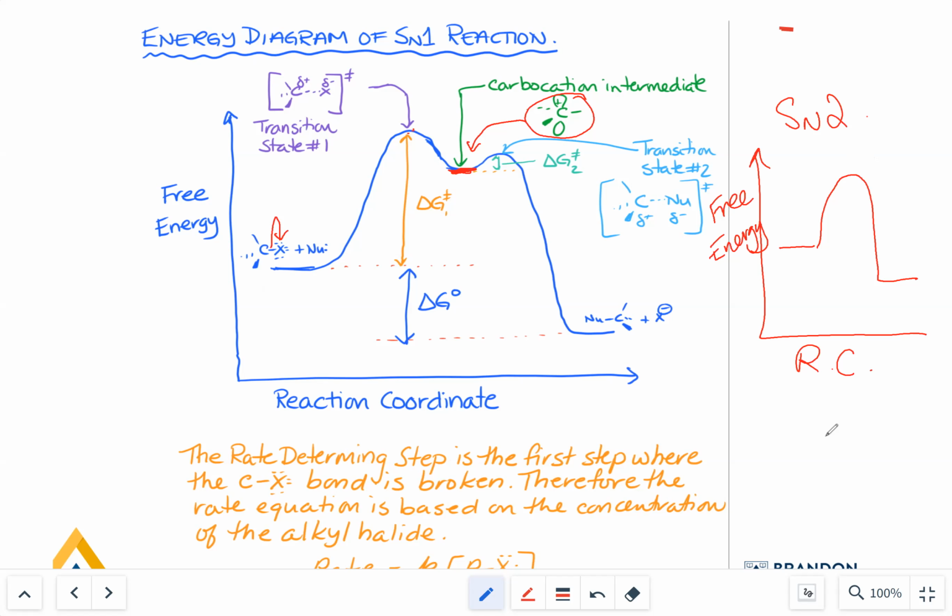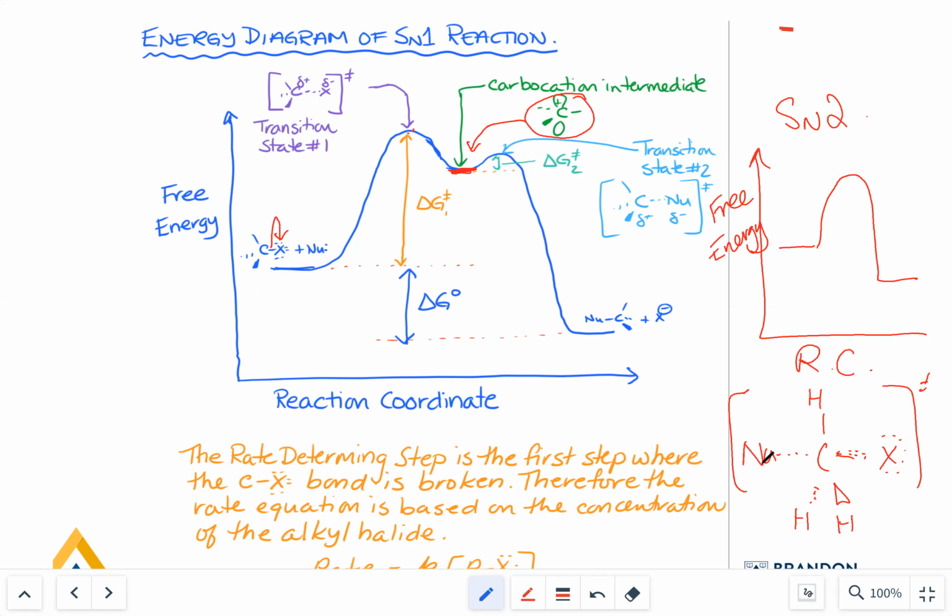And remember, what that would look like is you are breaking your carbon-X bond and you're forming your carbon-nucleophile bond. You can't isolate it, of course, but this is going to be a sort of trigonal bipyramidal structure where the carbon-X bond's breaking and the carbon-nucleophile bond is forming.